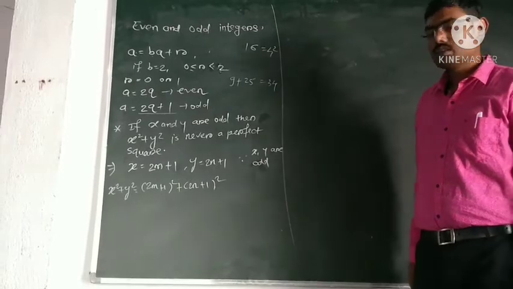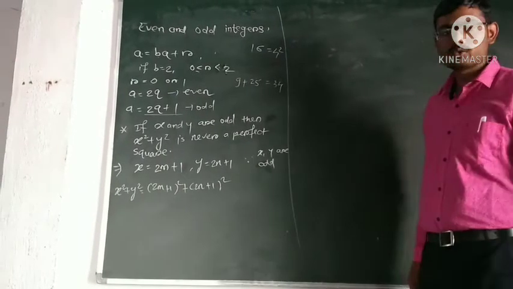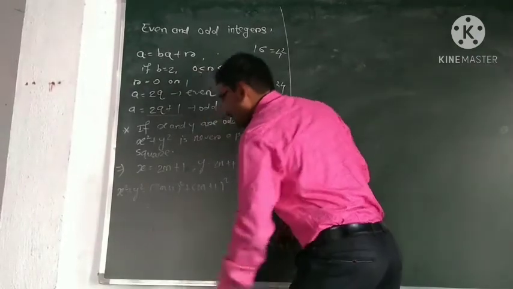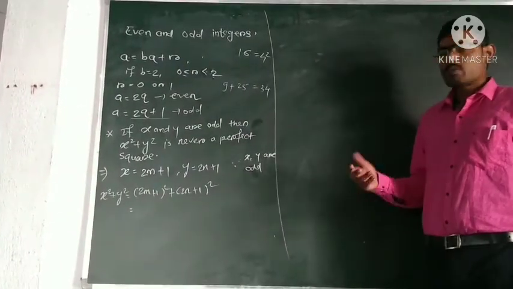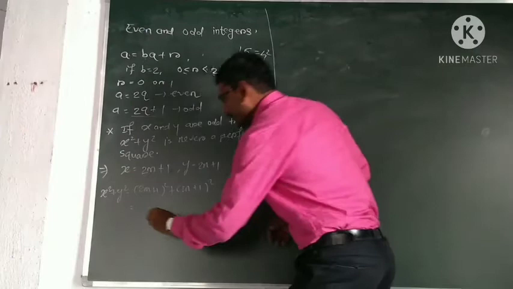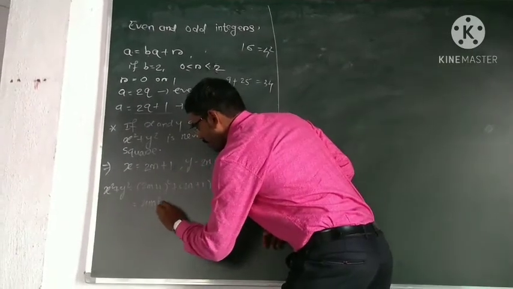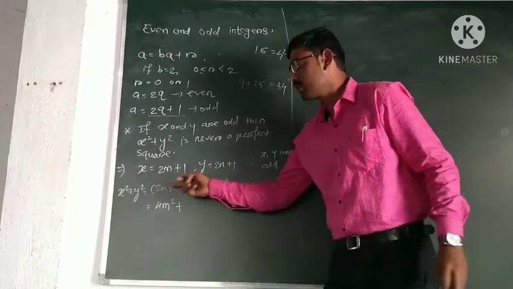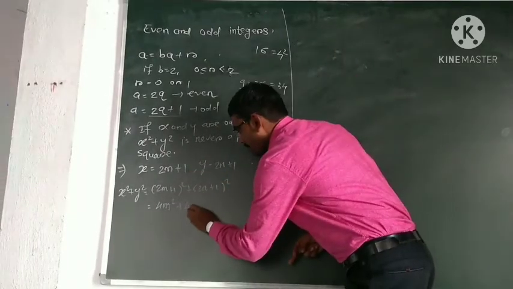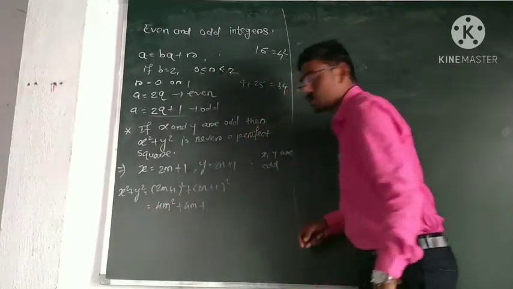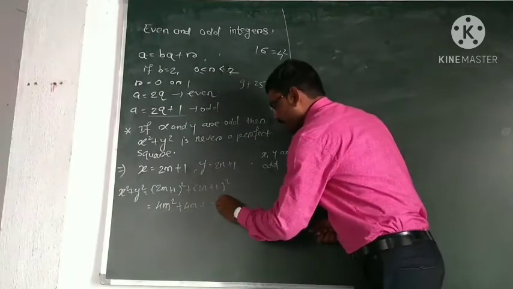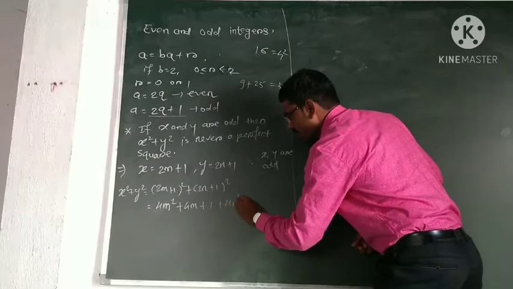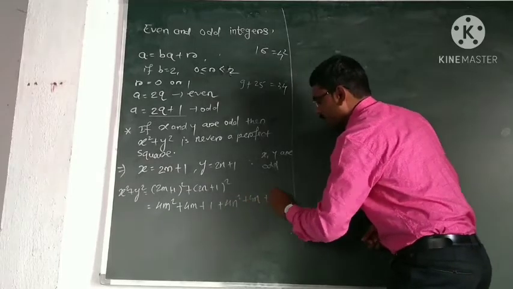Now do the remaining calculation. The square of 2m plus 1 is equal to 4m square plus 2 into 2m into 1, so 4m, plus the square of 1, which is 1. Similarly, the square of 2n plus 1 is equal to 4n square plus 4n plus 1.